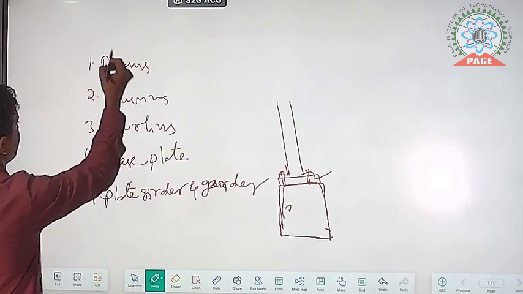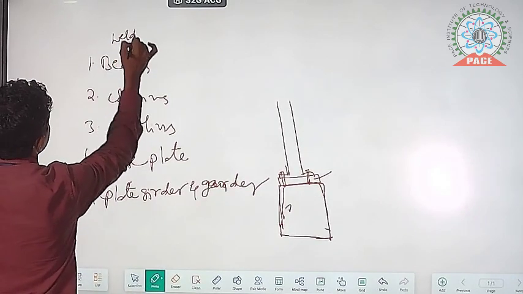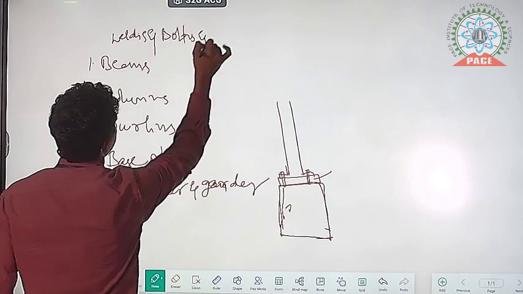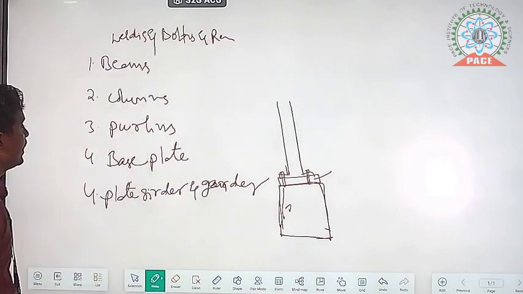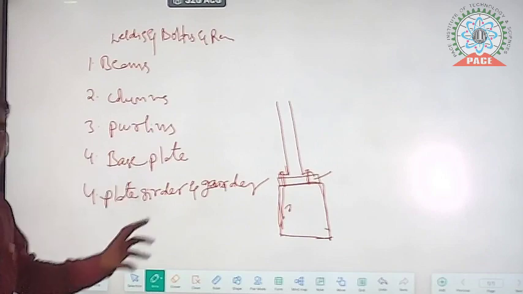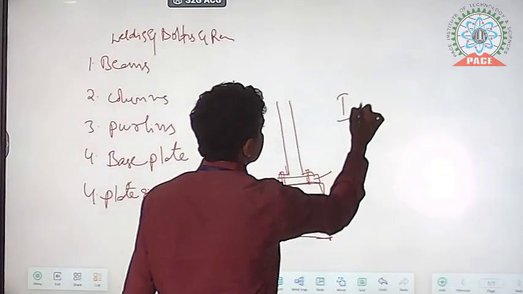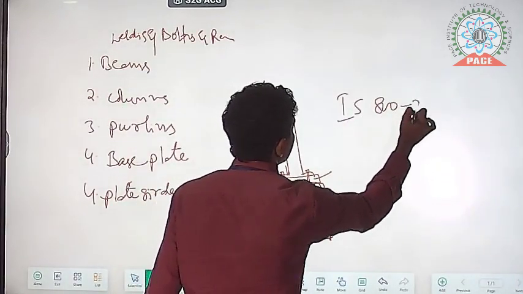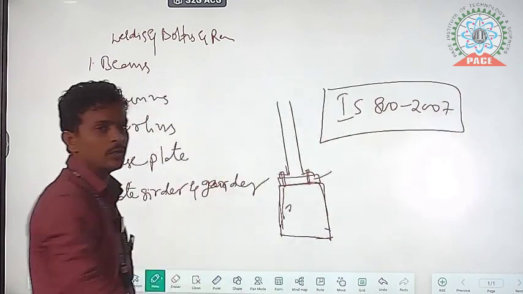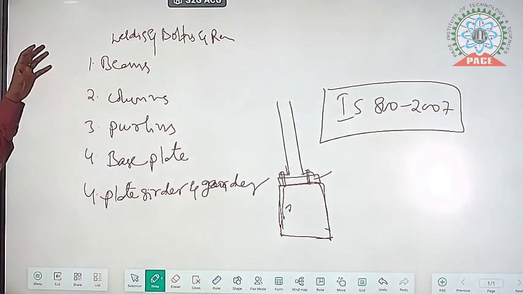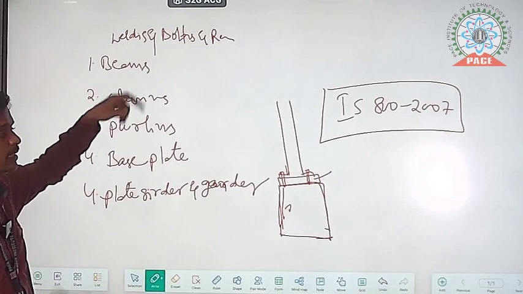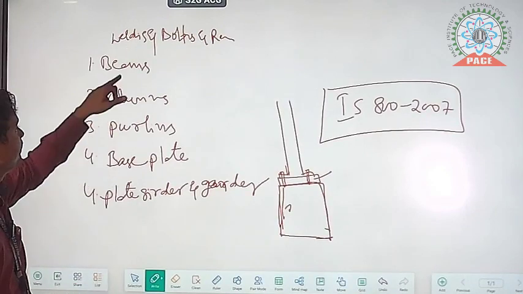For that purpose we have one code book. That code book is IS 800:2007. By using this code book we have to design all of this: how much welding we have to provide, how much overlap we have to do, which type of sections is suitable. So everything, beams, columns, purlins, base plate, plate girder, gantry girder, we have to design using IS 800:2007. And then we need one steel table also for the design.